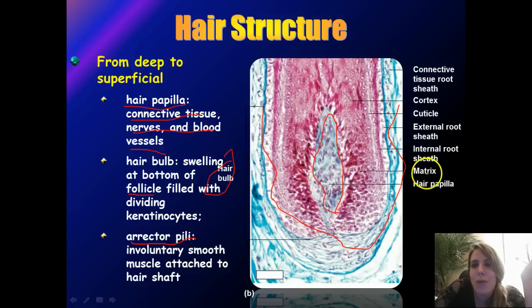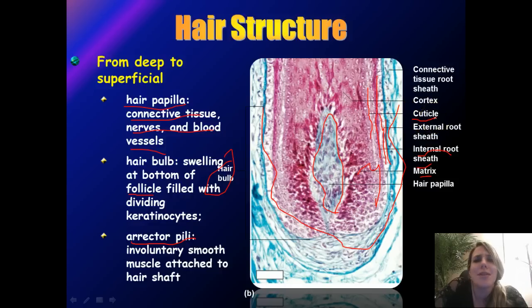What else do we have here? So we said our hair papilla, all the stuff inside here. This is called matrix. This part inside of the follicle is your internal root sheath. And then out here is your external root sheath. Sheath just means kind of like a covering. Out here, which would surround your hair, is called the cuticle.